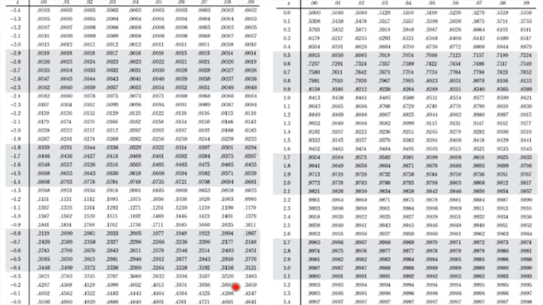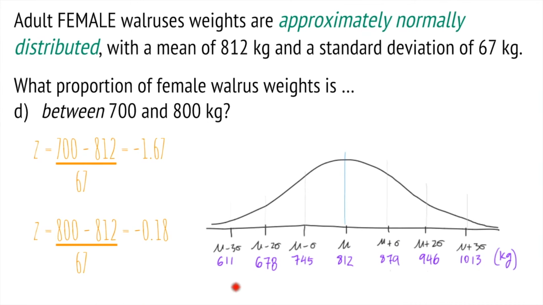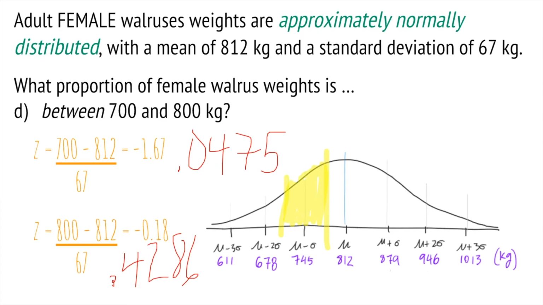So now that I've found both my proportions, I'm going to go back to my problem. Again, my proportion for the negative 1.67 z-score for the 700 number was 0.0475. And then my proportion for the negative 0.18 z-score was 0.4286. And what I'm going to do from here is a little bit of a change. I'm just going to subtract these two numbers.